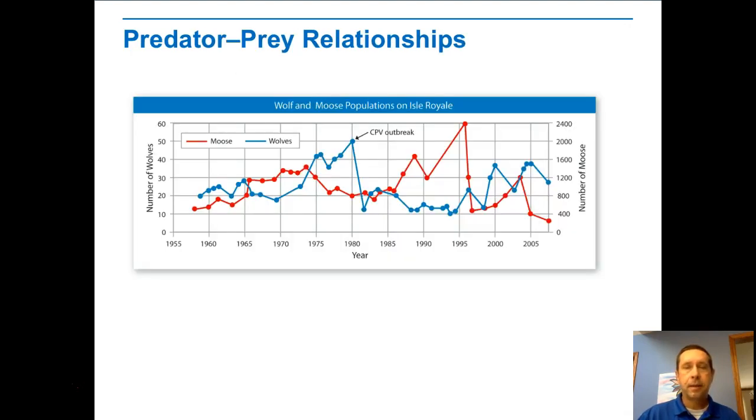So here you can see an example of a predator-prey relationship. You can see, when the moose population goes up, the wolves follow it. And then the moose population goes down, the wolf population follows it, and so on.